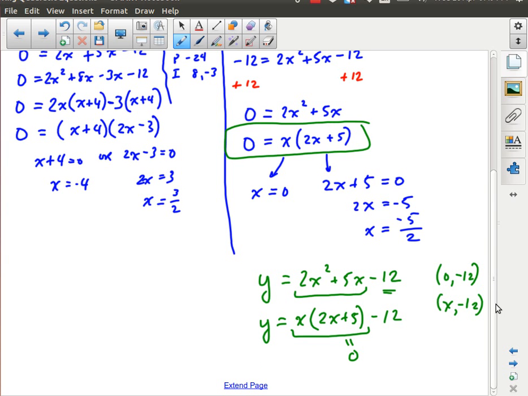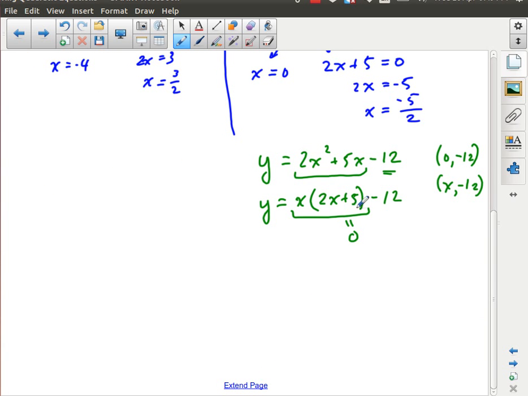So it's really the same kind of process. It's certainly the same kind of thinking. And so what makes this equal to 0? We get x equals 0, or we get 2x plus 5 equal to 0, x equals negative 5 over 2, which is exactly what we had here.